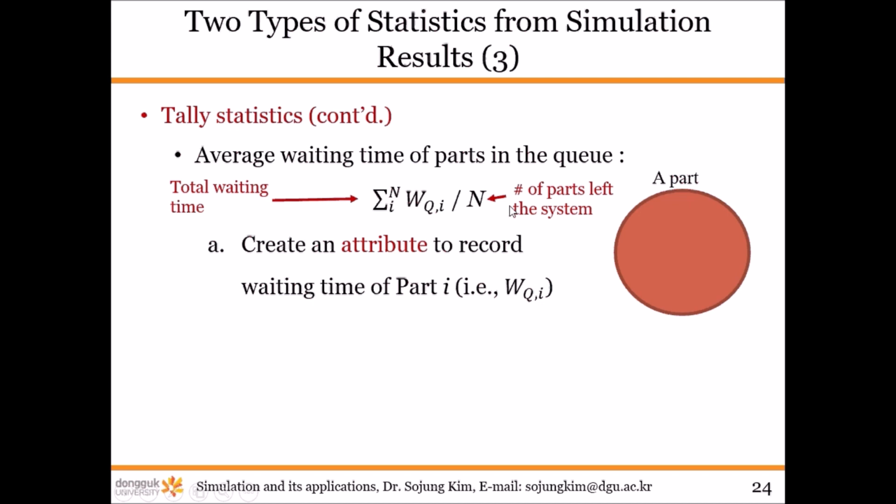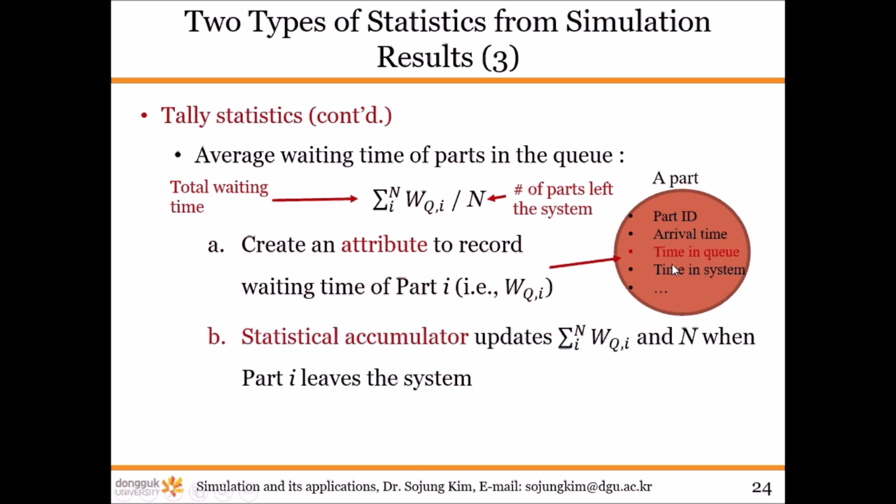And here's the logic to calculate the average waiting time of the part in the queue. First, the simulation software creates an attribute to record the waiting time of the part. So in the attributes, we have a time-in-the-queue kind of attribute in the part initially. So the waiting time information will be saved in this attribute.